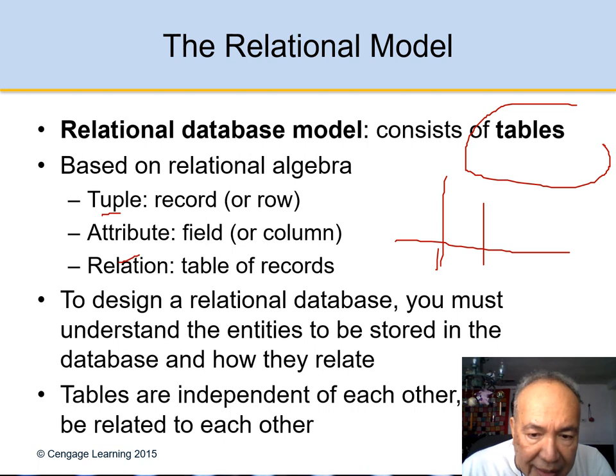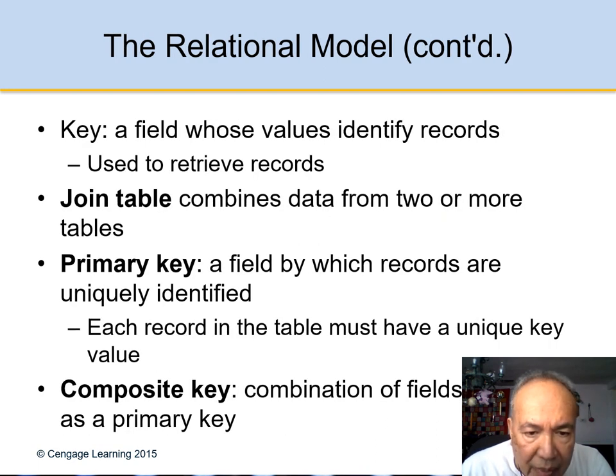To design a relational database, you must understand the entities to be stored in the database and how they relate, like Ted, Dalton, first name, last name. Tables are interdependent and related to each other. So we have the key, a key whose value identifies the records, like 1, 2, 3, 4, 5. A join table combines the data of two or more tables. You can join the tables like the one I showed you a while ago.